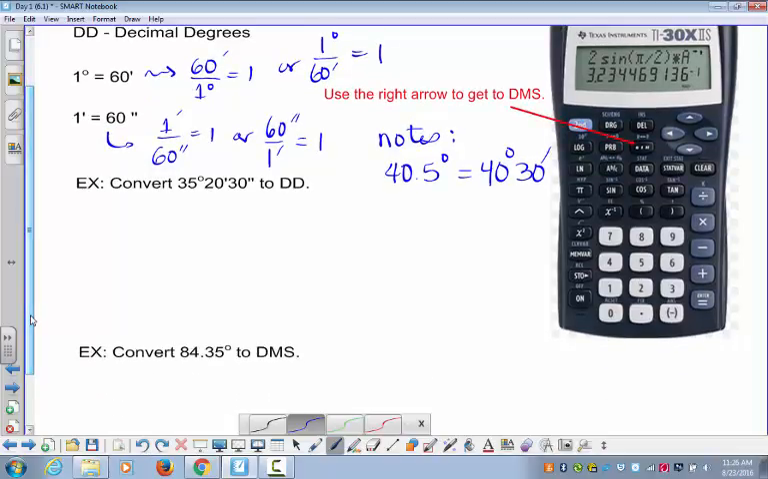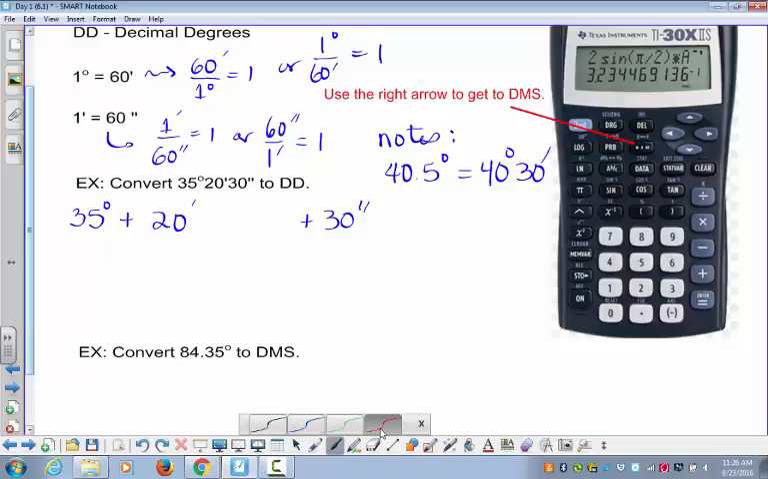All right, so let's do this one right here. We have 35 degrees, and you can bust this apart into terms, plus 20 minutes plus 30 seconds. That's a DMS angle, degree minute second angle. If we want to change it to a DD angle, decimal degrees, we need to do a unit conversion so that the minutes become degrees and the seconds become degrees.